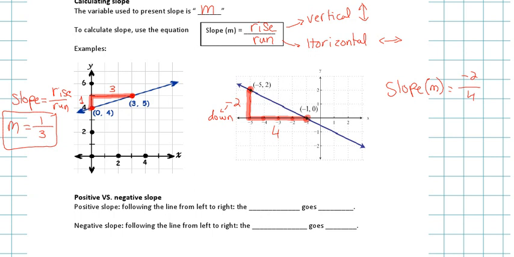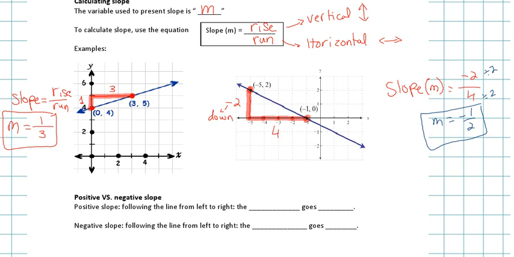Can I simplify? I can divide both by 2. So they're both divisible by 2. Divide this by 2. So my slope is going to be -1 over 2. Okay? So always you want to try to simplify your slope. Okay? If you can divide them by the same number, you have to do that.